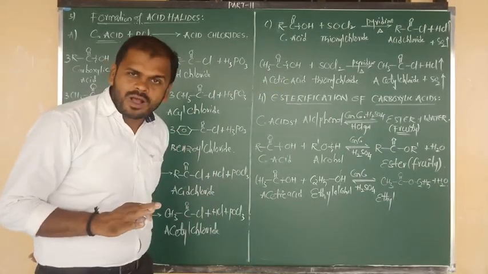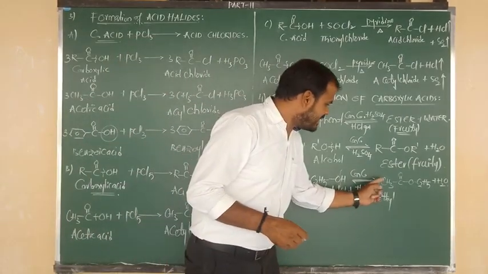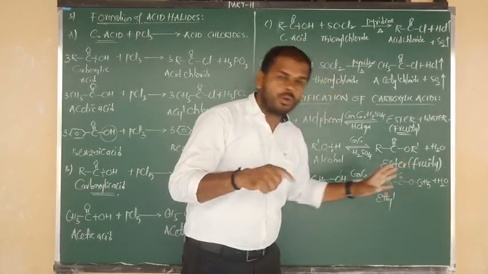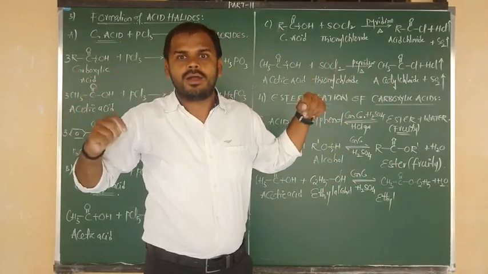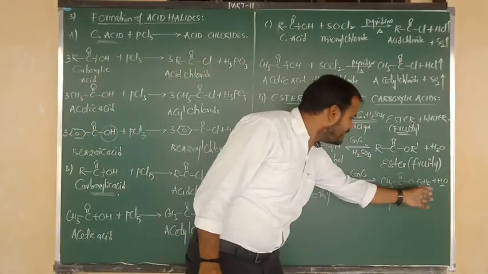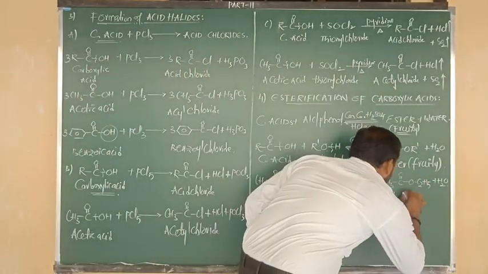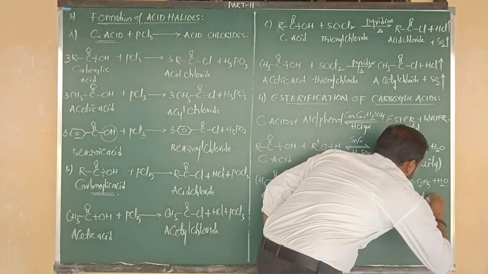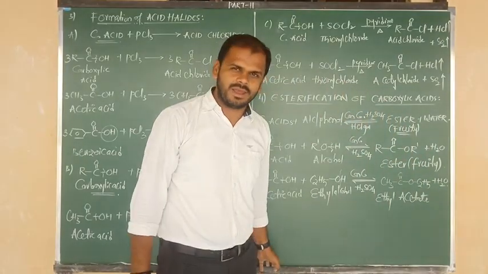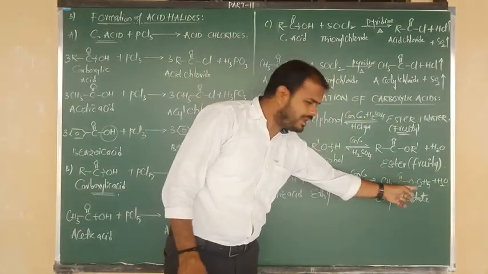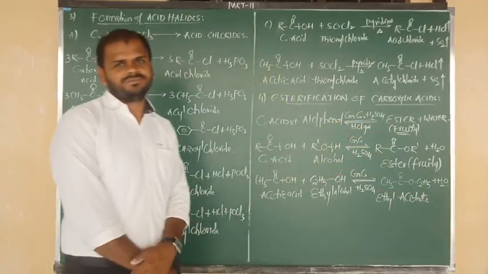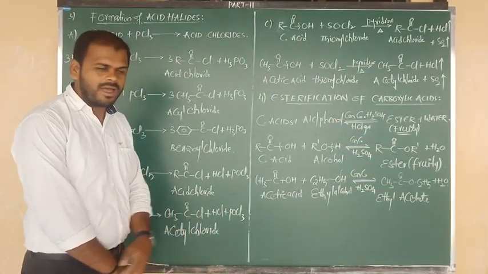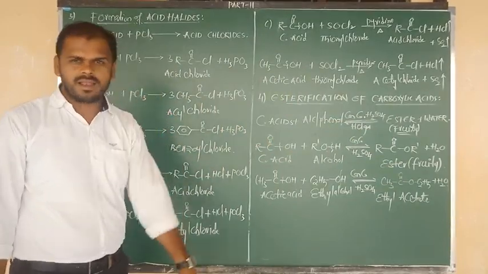Okay, side chain को तो cover किए. Remaining is CH3COO, looking like acetate ion. So we can say that ethyl acetate, this is the common name, and IUPAC name is ethyl ethanoate. Okay, all of you? Again, that also gives fruity smell.